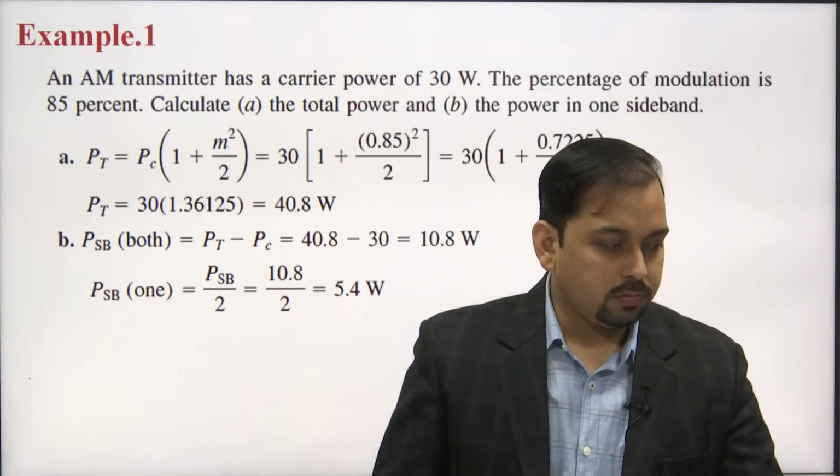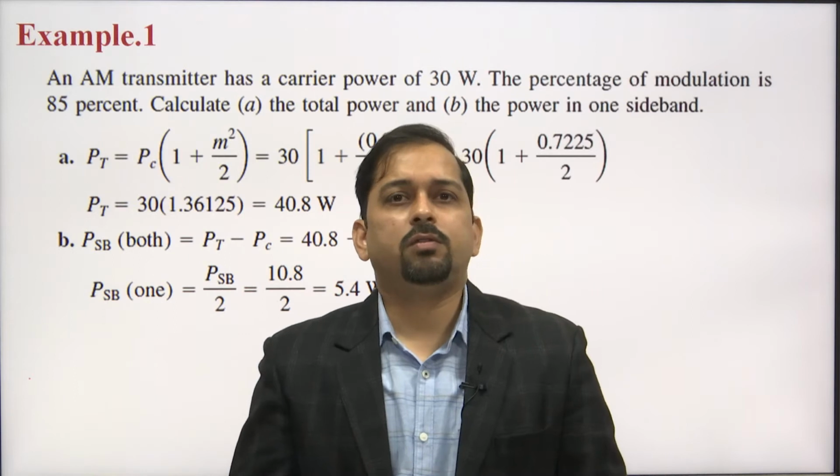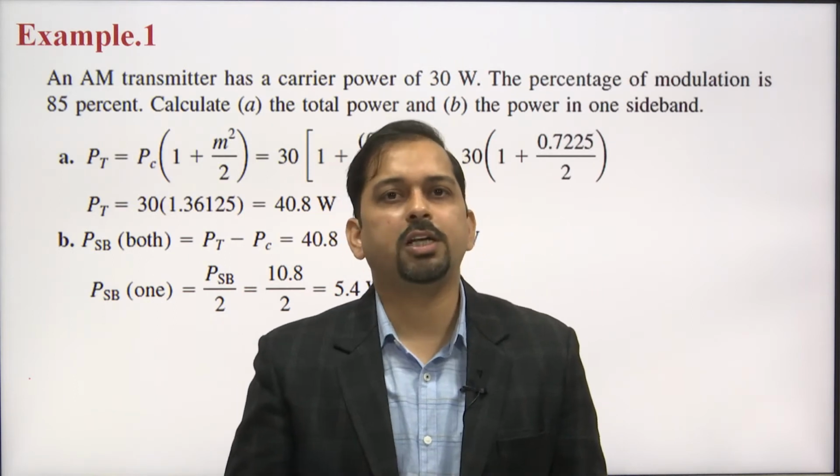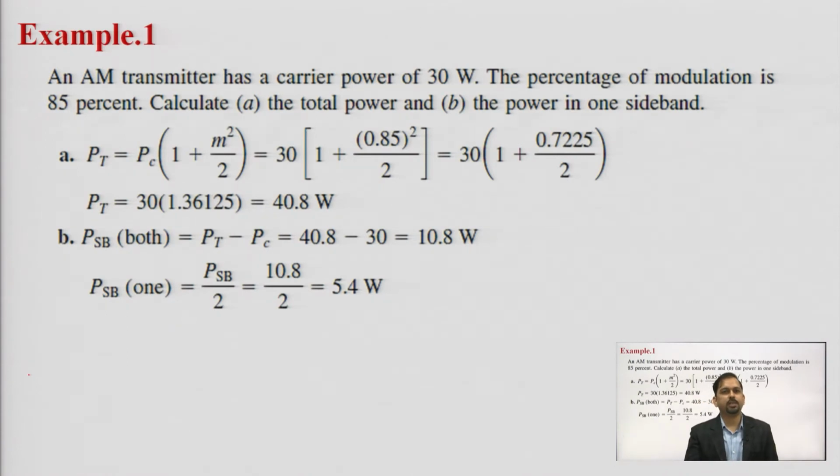This is lecture 26, and in the last lecture we have seen what AM is. Now we will see how AM signals are generated and detected. First we will see some numericals, since we have already discussed some relationships in our last lecture. Now we are going to utilize those relationships for solving these numericals.